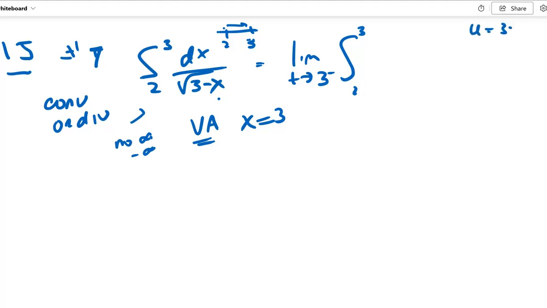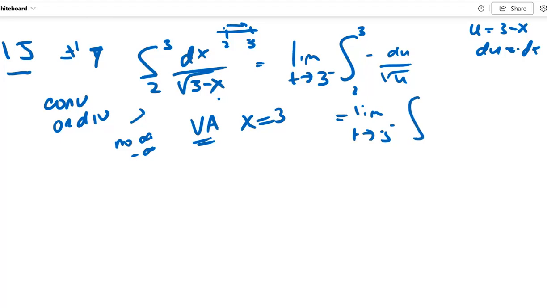I'm going to do the u substitution, and only the improper integrals will have at most u substitution. So I get a negative du over square root of u. I'm just going to use this space here. So limit as t goes to 3 from the negative side. So if I rewrote this as negative u to the negative 1/2, whoops, I meant to put t up here. So from 2 to t.